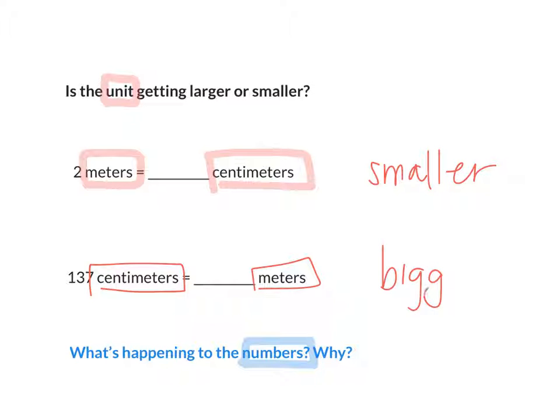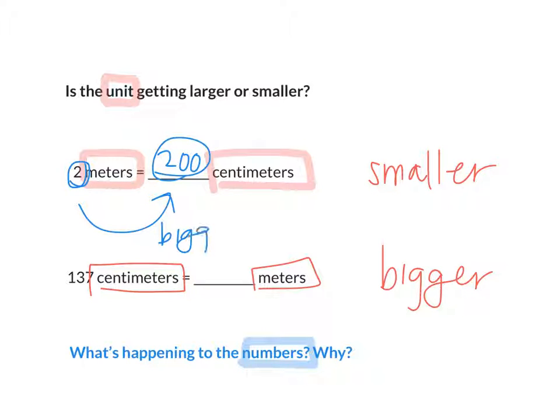Okay. So let's think about this. If I have 2 meters, am I going to have 2 centimeters or will I have more than 2 centimeters? Way more than 2 centimeters. Yeah. How many centimeters are in 1 meter? 100. So how many centimeters are in 2 meters? 200. So what's happening to the number? It's going from 2 to 200. The number is getting bigger, right? Because as I'm talking about a smaller unit, more of those units can fit in the same distance. Do you see that? Okay.